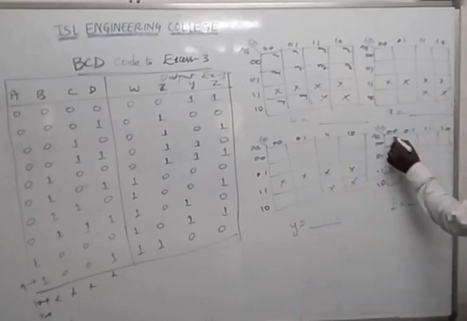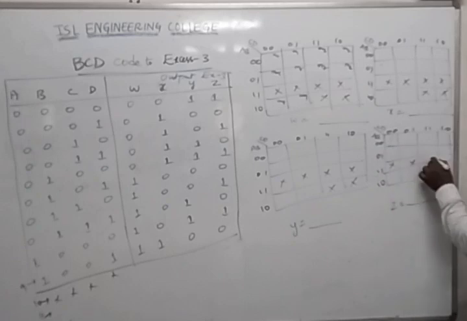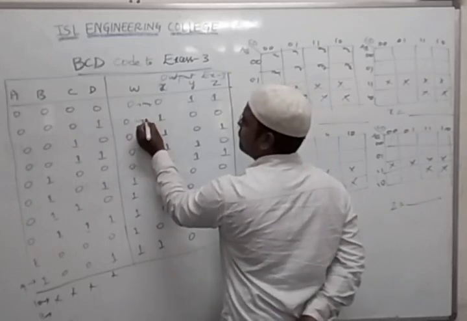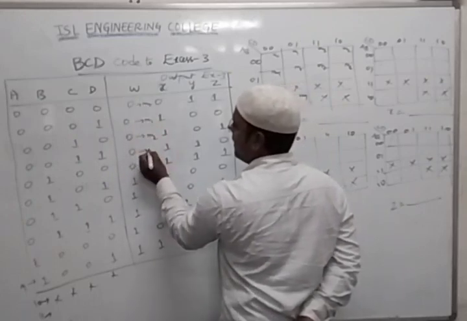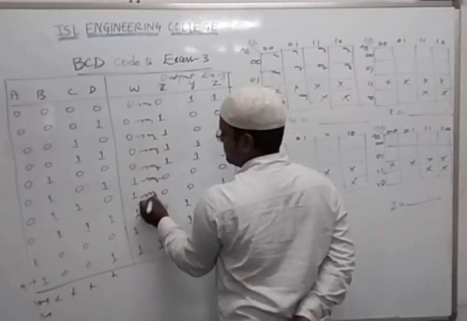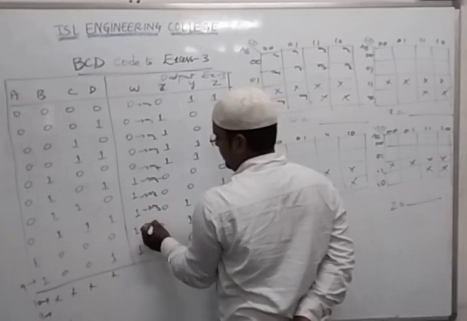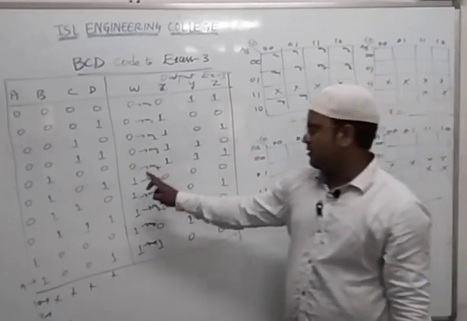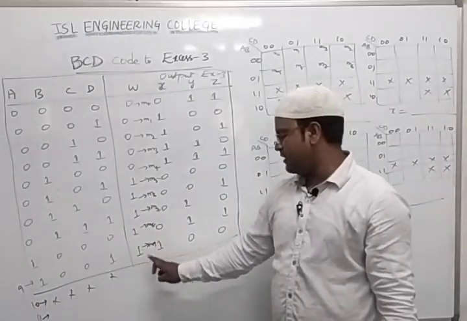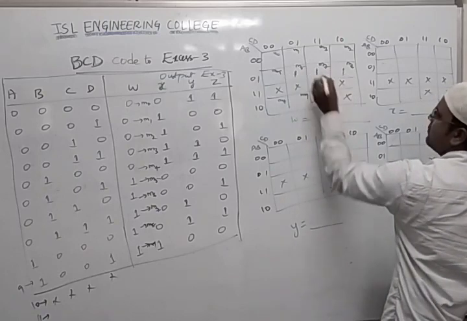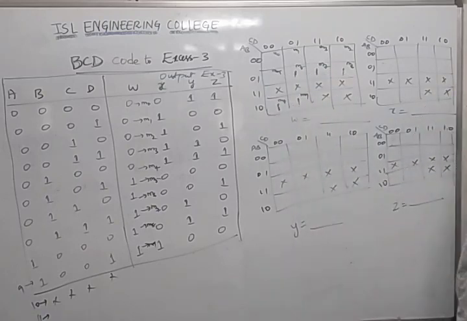Clear? So these all values are don't care. What is the value here? It means terms M0, M1, M2, M3, M4, M5, M6, M7, M8, M9. Clear? So when W is high: 5, 6, 7, 8, 9. This is 1. W is done.